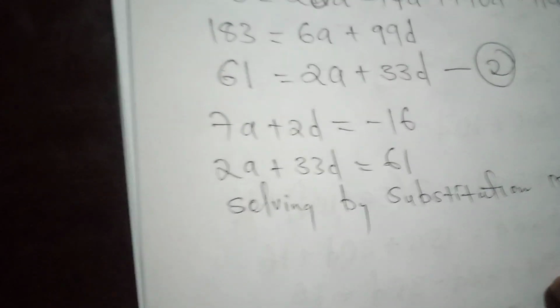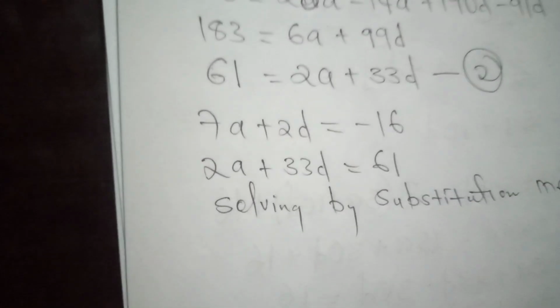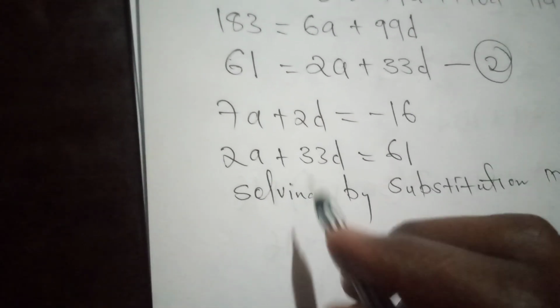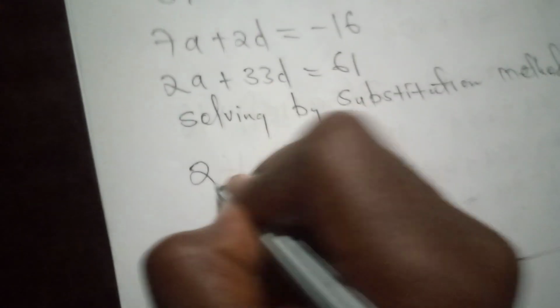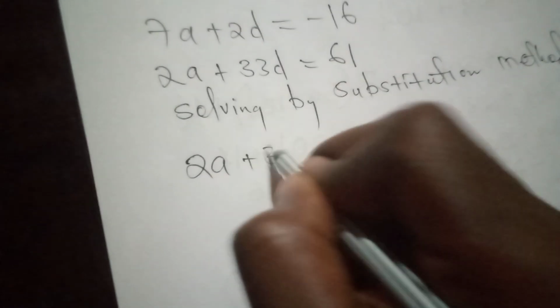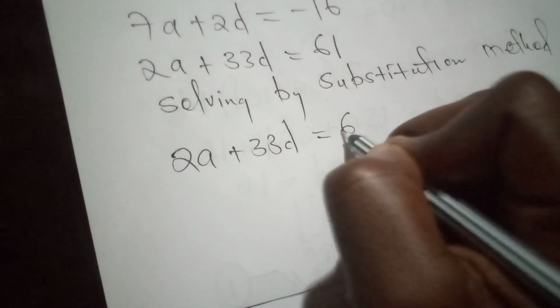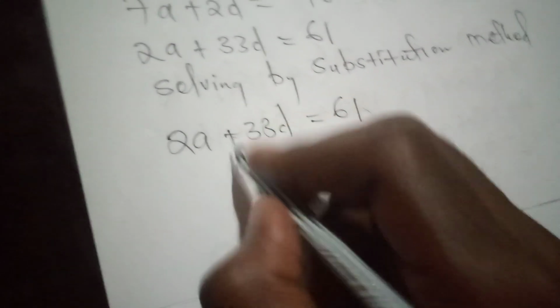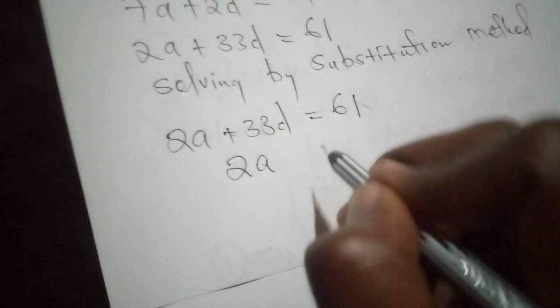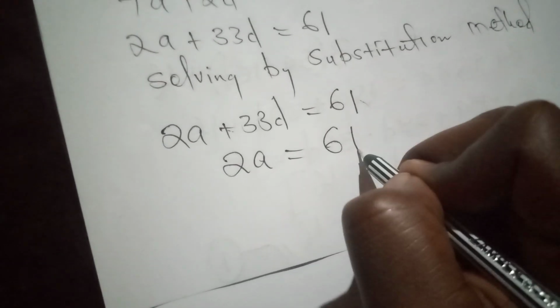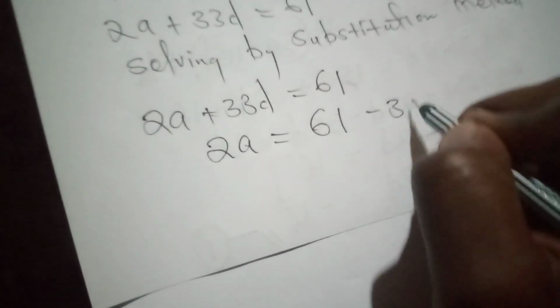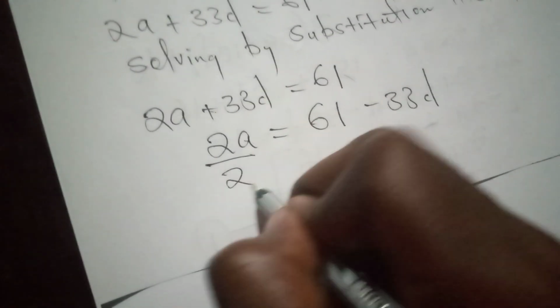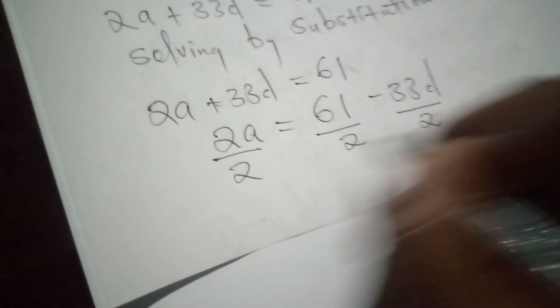So under this method, what you're going to do is, to get any equation of your choice, make one variable the subject of the formula. In this case, I'm going to take the last one, that is 2a plus 33d is equal to 61. So this one is going to cross the equal sign, and we remain with 2a is equal to 61 minus 33d, all over 2.